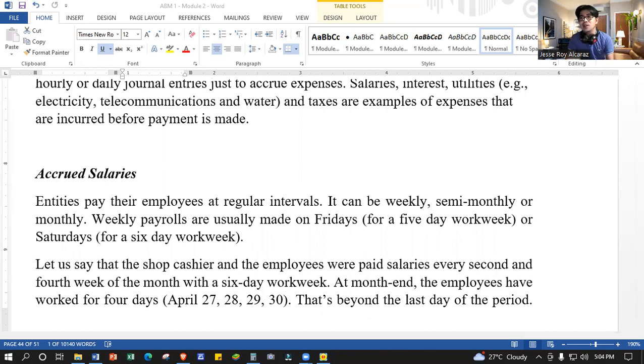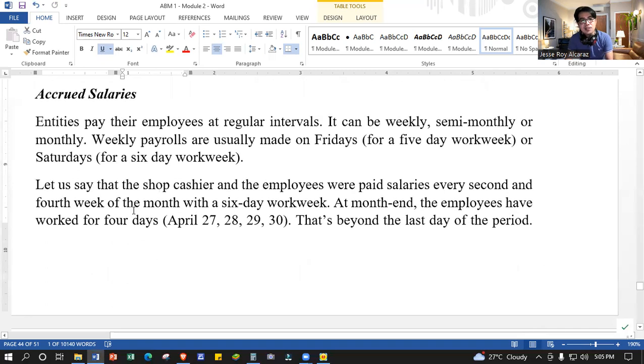Sir, can we not just record the expense when we pay? The answer is no. What if you only pay next month? Then that expense will be recorded for the next month, considering that it should belong to this month. So as to make our records appropriate, correct, and accurate, we have to apply accrual basis.